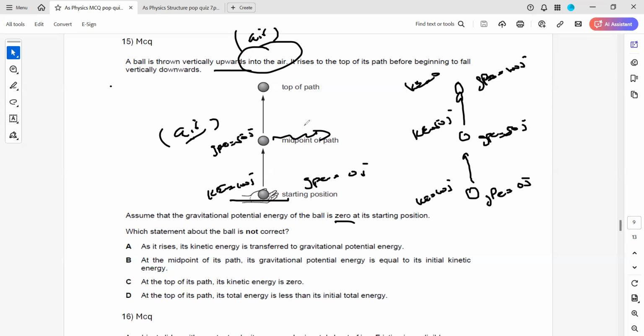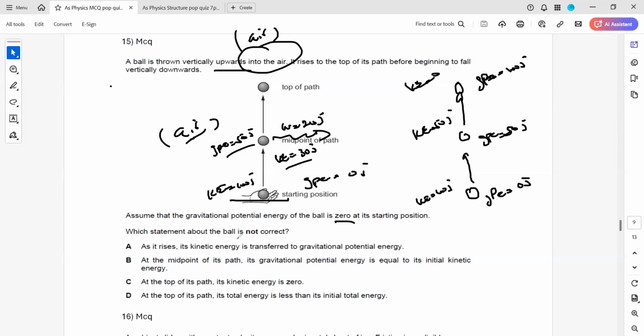But because some of the energy is lost due to the work done against the air resistance, maybe 20 joules of energy is lost. So what will be the kinetic energy? The kinetic energy will be 30 joules. Because of air resistance, it will lose some energy. So at the midpoint, the kinetic and the gravitational potential energy won't be the same.